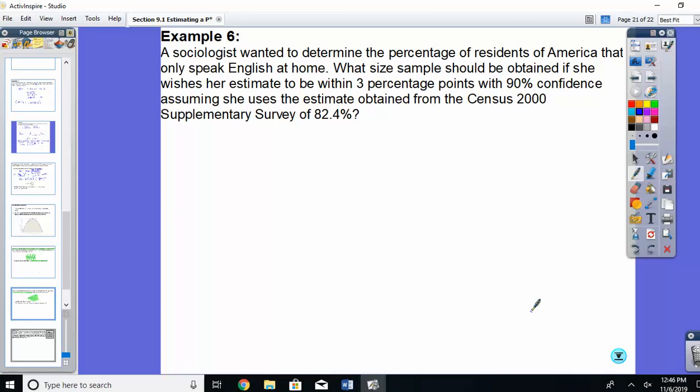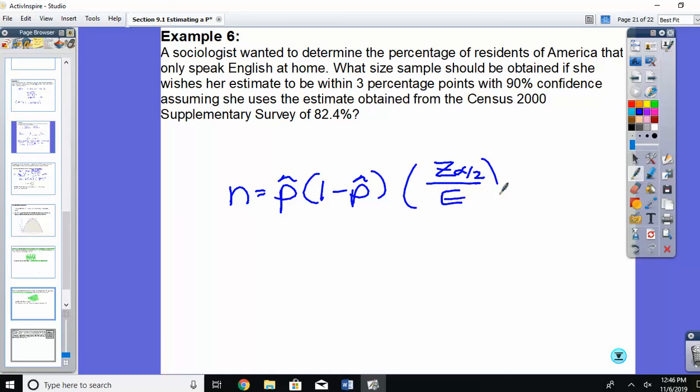So, do we have a previous value? Yes. So we are using the first formula. So, the formula is, excuse me, n equals p hat times 1 minus p hat, times z alpha over 2, divided by e squared. That's the formula we're going to use because I'm trying to find the number of people we need. So my p hat, that is my previous value, which is what? 0.824.